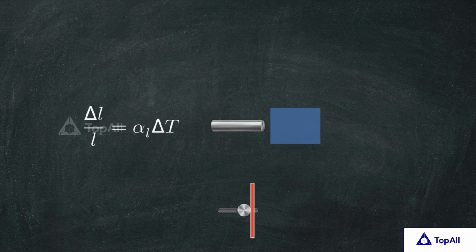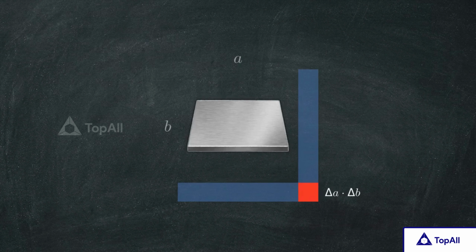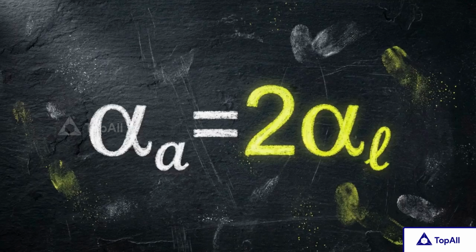A flat metal sheet expands along its length and breadth simultaneously. Calculating this new area reveals a tiny overlapping corner. Because the expansion is so small, this fraction is near zero, so we drop it from the calculation without losing accuracy. With that tiny corner removed, the math simplifies into a clear rule. The coefficient of area expansion is exactly twice the linear expansion.